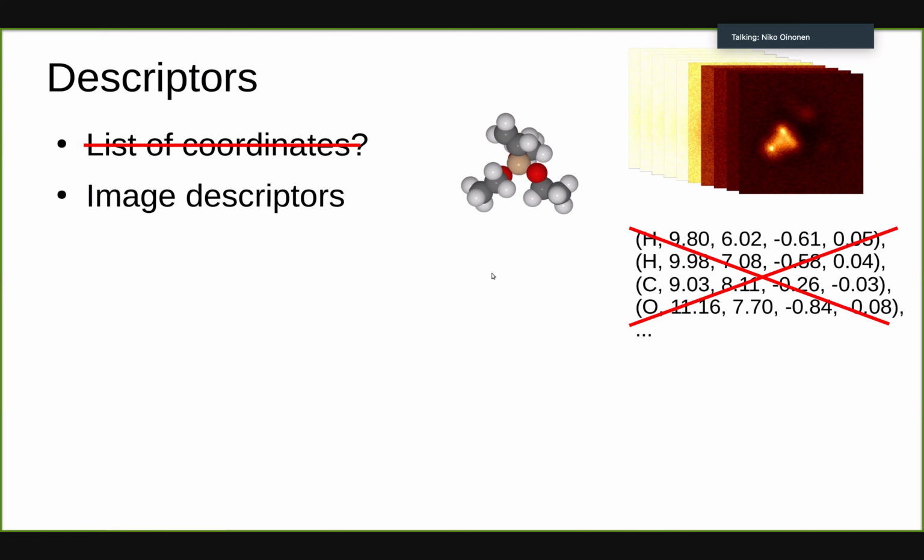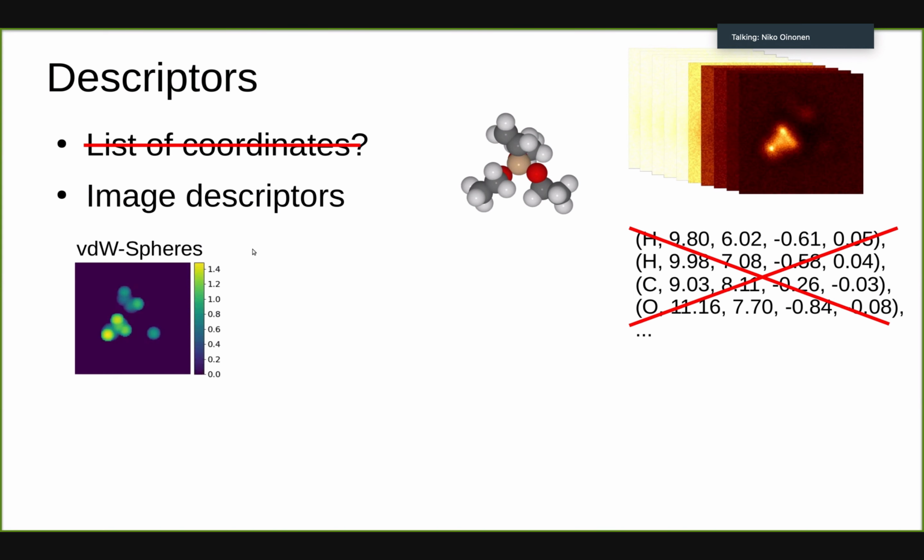So what we have done instead is design these so-called image descriptors, so that we generate some kind of image that encodes the information that we want to learn from the input AFM image. And this works nicely for convolutional neural networks, because then the input is an image and the output is also an image. So there are a few different descriptors that we have designed.